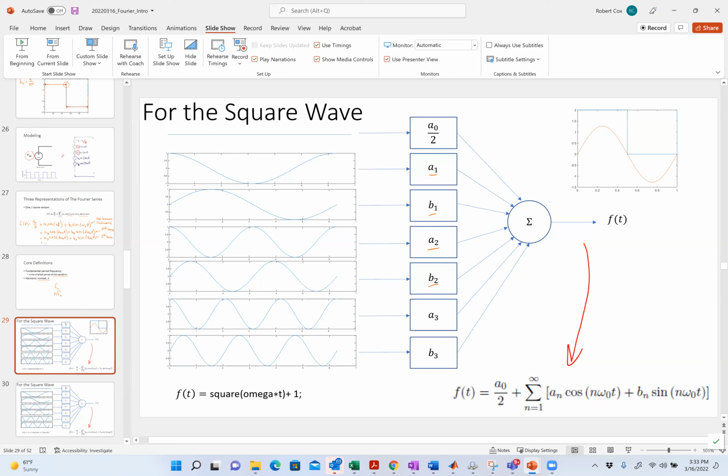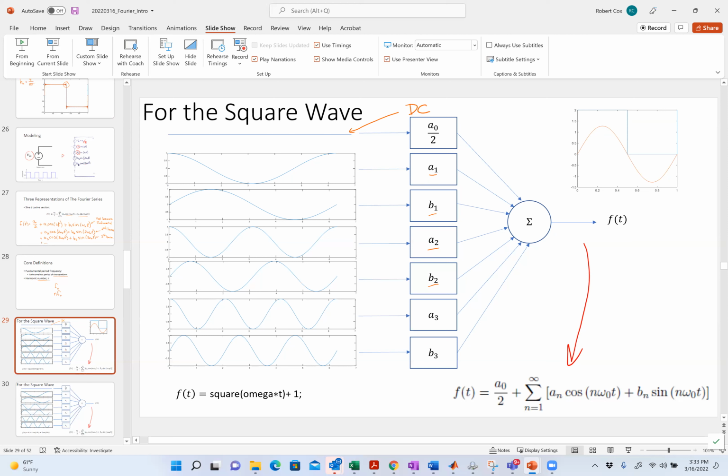Now, what about this term up here? I have this a naught over 2. That term is a constant. A constant has zero frequency. In other words, it doesn't vary, and its period is infinite. The term I'm going to use is that this is a DC waveform. Something that has zero frequency is DC.